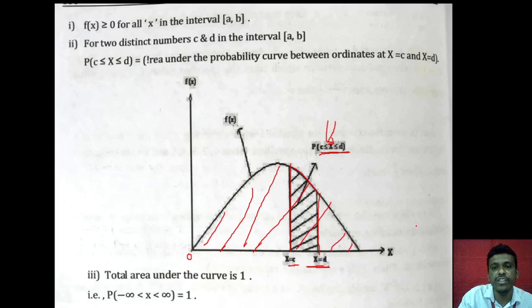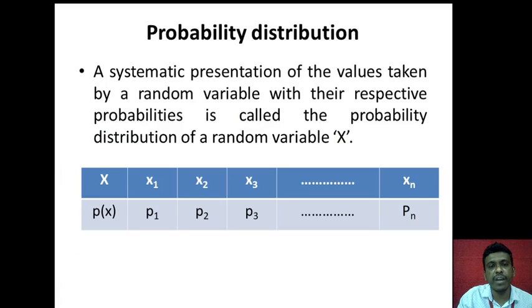So these are the three conditions that need to be fulfilled when we are talking about the PDF, that is, the probability density function. Remember, the probability density function is considered only for a continuous random variable. So let's take the next part, that is probability distribution.